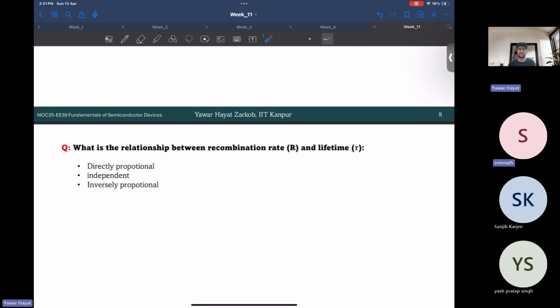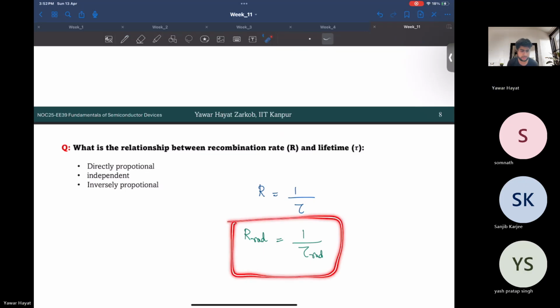So now the last one: what is the relationship between the recombination rate and the lifetime? It is inversely proportional. R equals 1 by tau. Suppose I ask you the radiative recombination rate: you'll say 1 by tau radiative. What is the radiative lifetime? We'll take the inverse of that, and that would be the radiative recombination rate. Similarly for the non-radiative case. Is this clear?